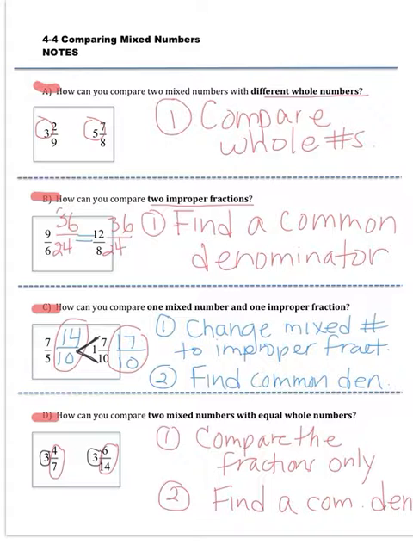With denominators of 7 and 14, I think it's pretty obvious that we can change these sevenths into 14ths by multiplying by 2, and therefore 4 times 2 on the top is 8. So I have a new mixed number of 3 and 8 14ths and 3 and 6 14ths. Now it becomes very obvious which of those is the larger, and 3 and 8 14ths is the winner. So 3 and 8 14ths is greater than 3 and 6 14ths.